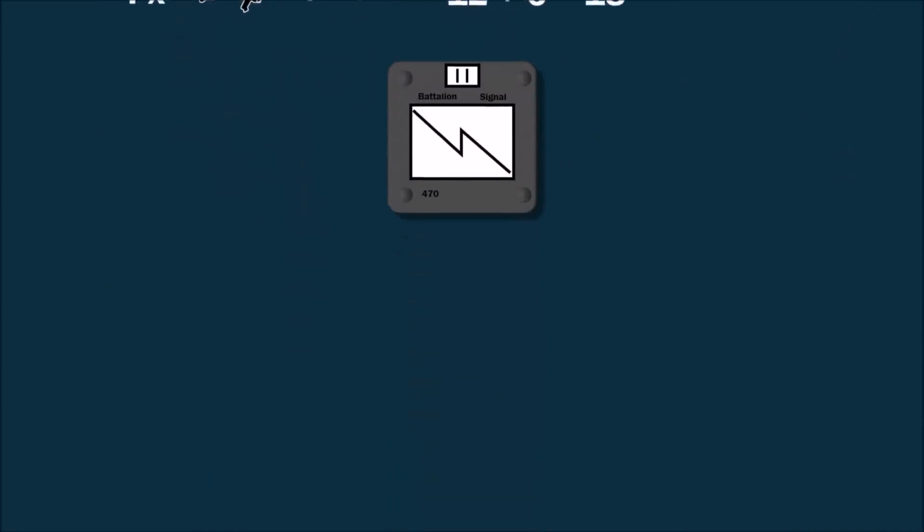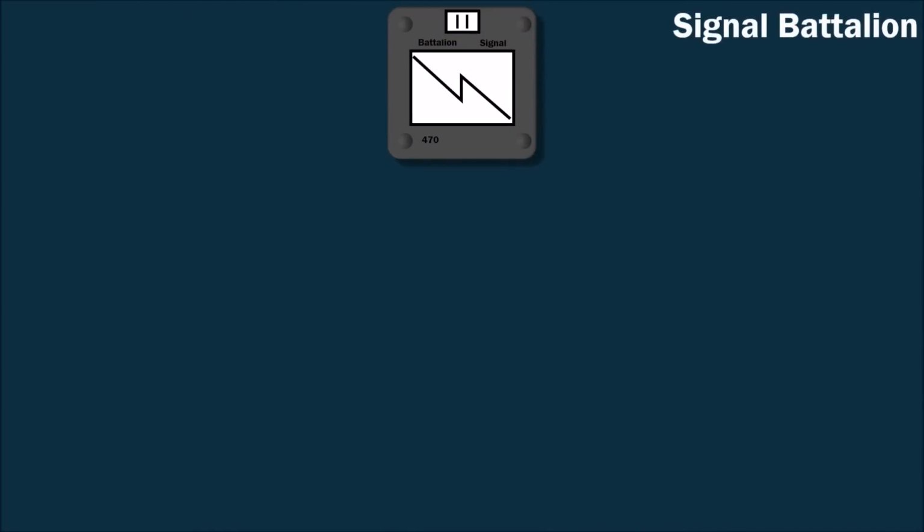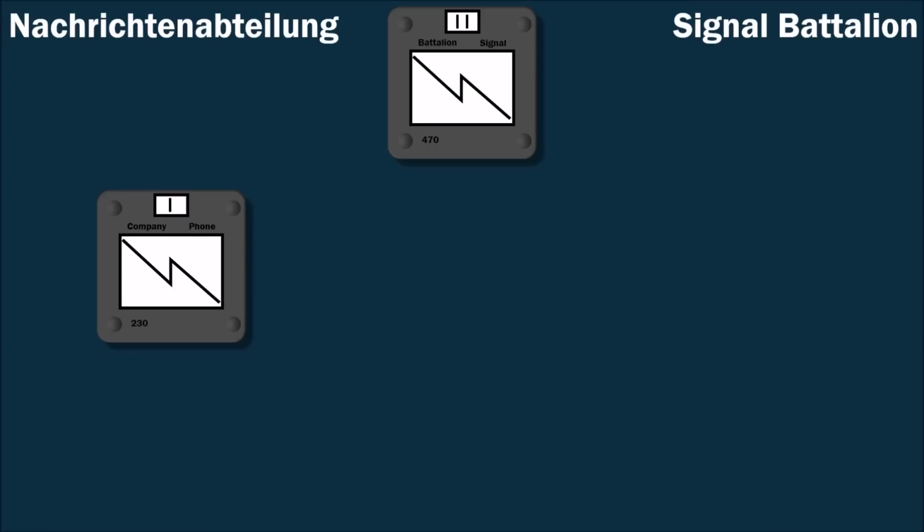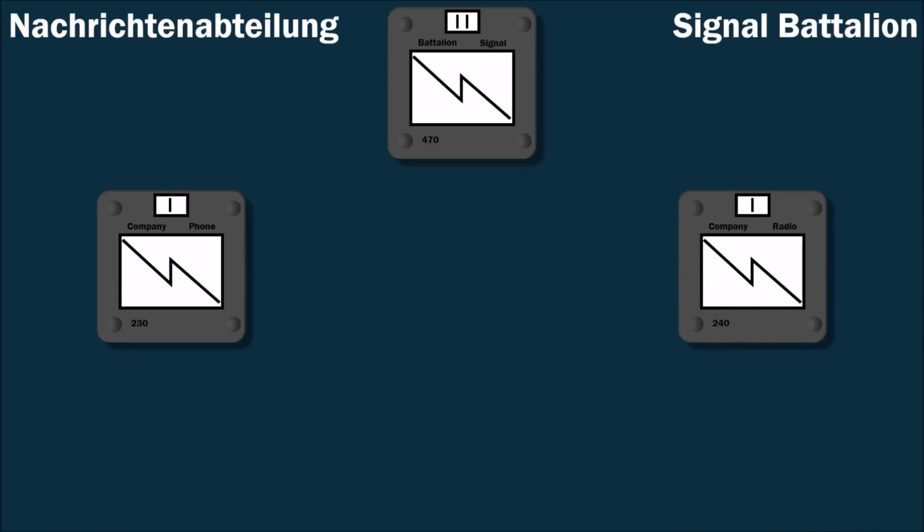So let's take a look at the next unit, the Signal Battalion, or in German Nachrichtenabteilung. It consists of a company equipped with field phones and a company equipped with radios.